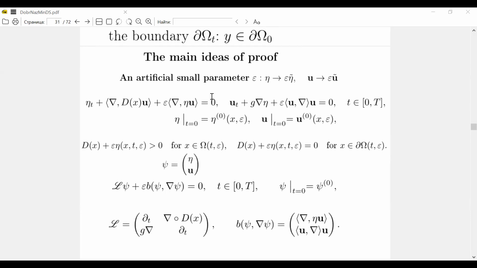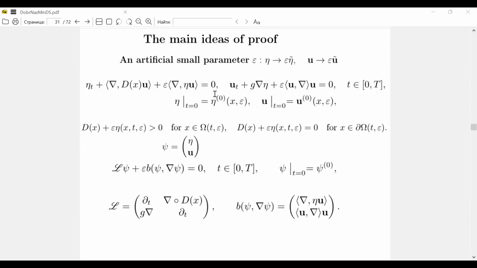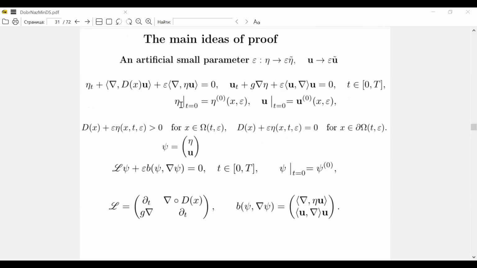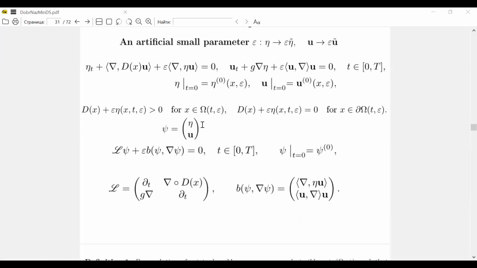Okay. So what is now the main idea of the proof? This trick, of course, is possible to do before the breaking, and that means that the amplitude of our waves is small. Then we can introduce some artificial small parameter and rewrite our original equation in such a form.